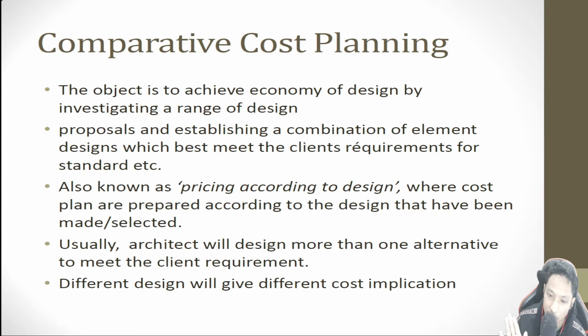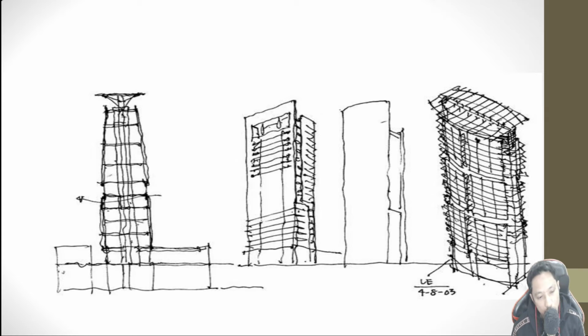selected by the client. So usually in comparative cost planning, the architect will design more than one alternative and the client will choose based on his requirement. So different designs will give different cost implications. So this is the example of sketches for comparative cost planning.